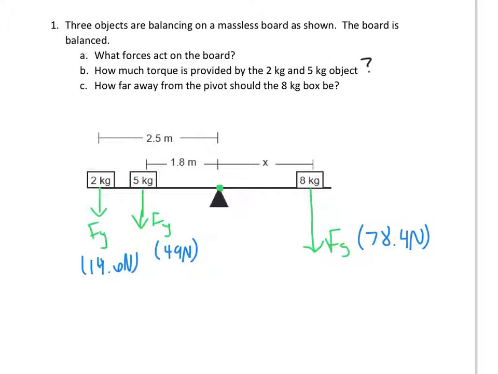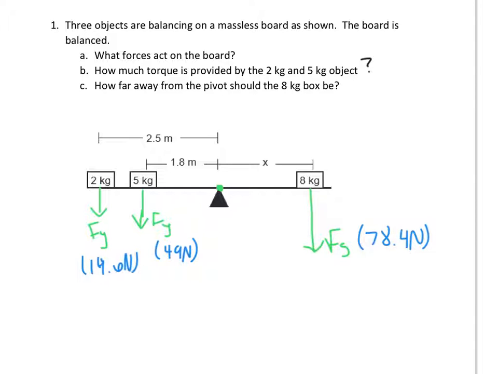So I'm drawing the diagram, the torque diagram essentially, on the diagram itself. That's fine. So as long as you're showing where the forces are, what direction they're acting, and how far away they are from the pivot, that could count as your diagram.